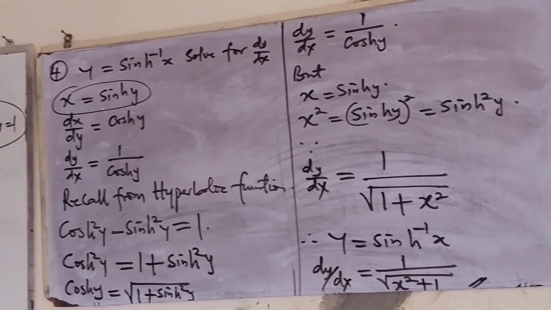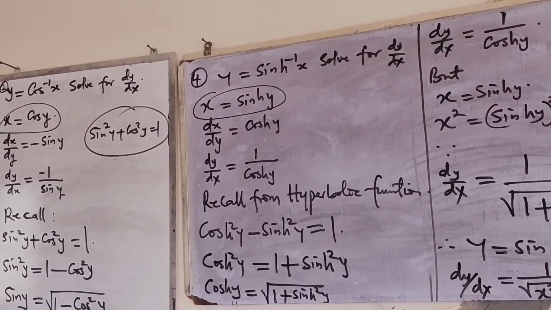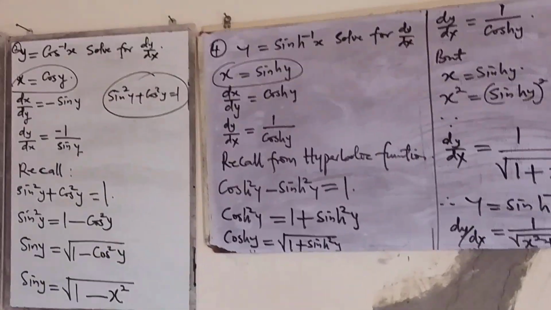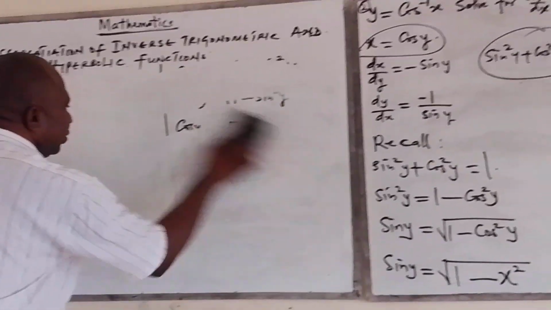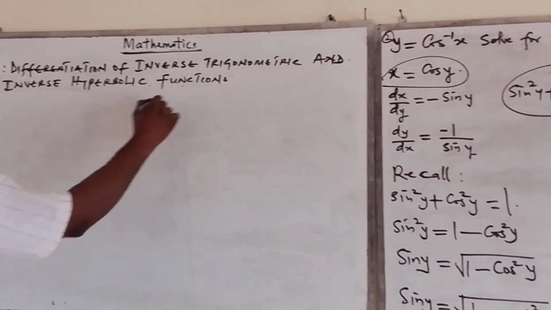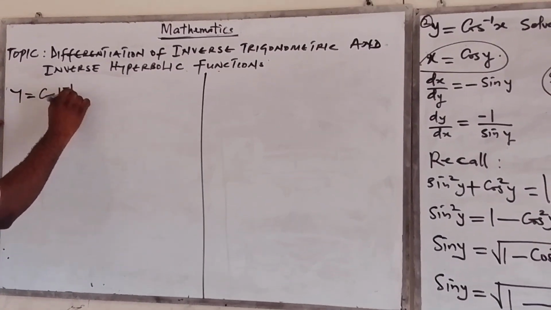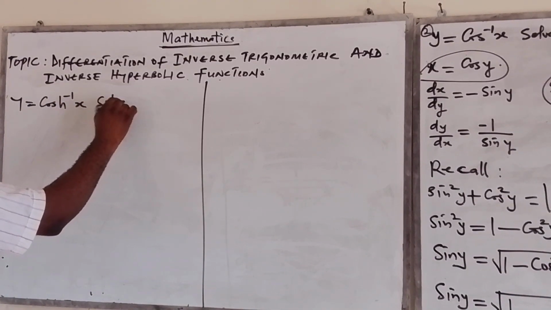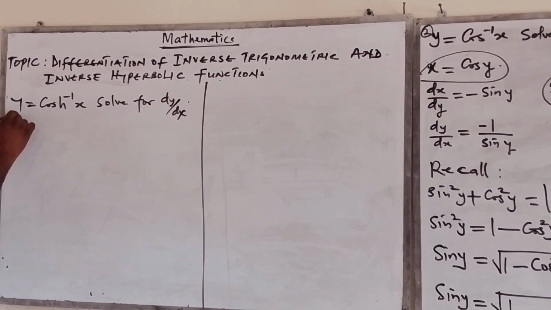So now we are going to be looking at cos h inverse of x. That's our next line of action. We have seen that of our sine h inverse of x. Now let's look at y is equal to cos h inverse of x, and here we are asked to solve for the dy all over the dx. Now, solution.